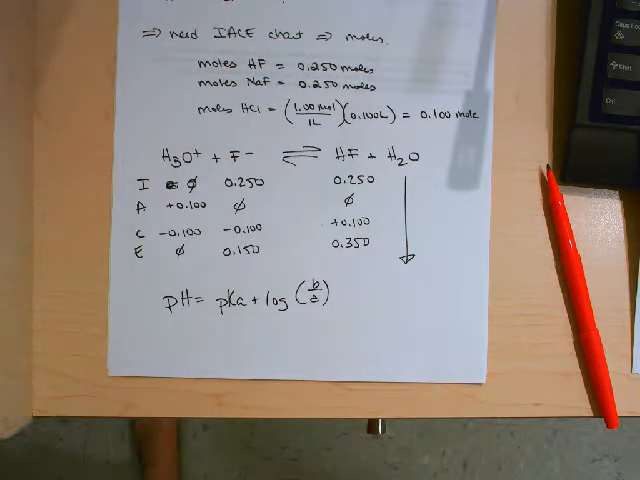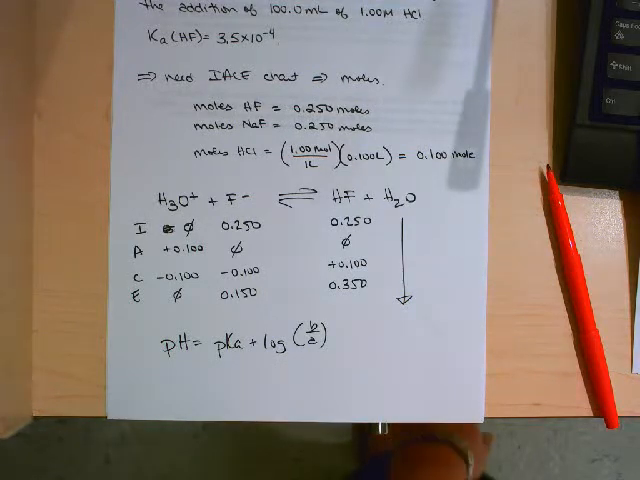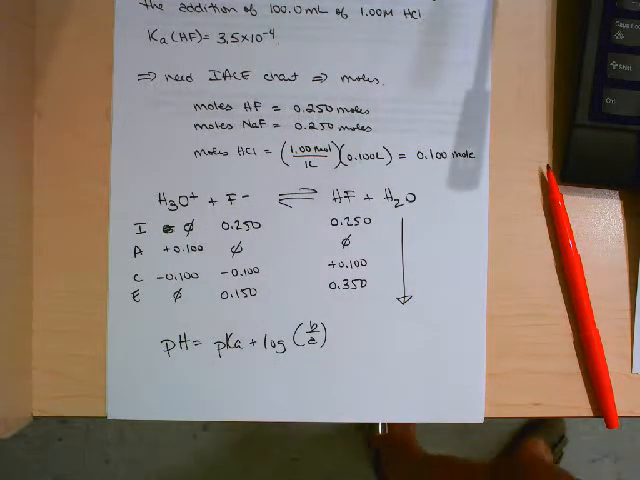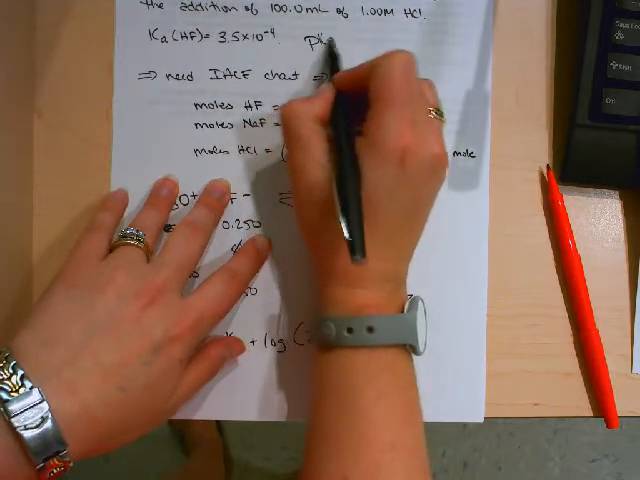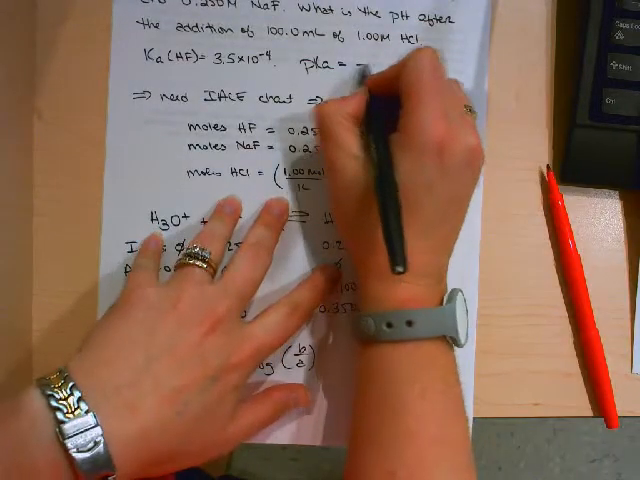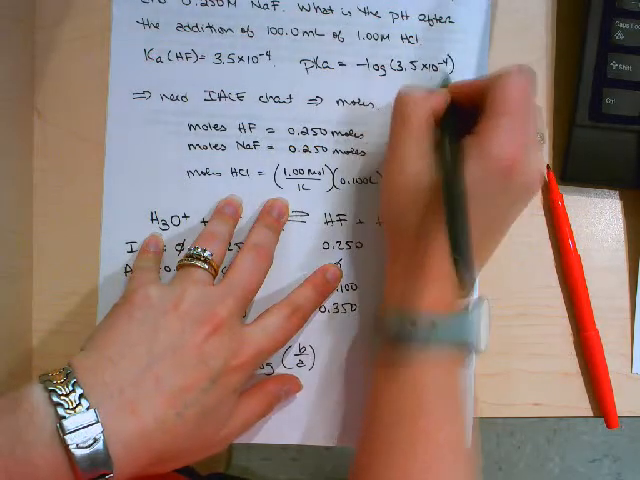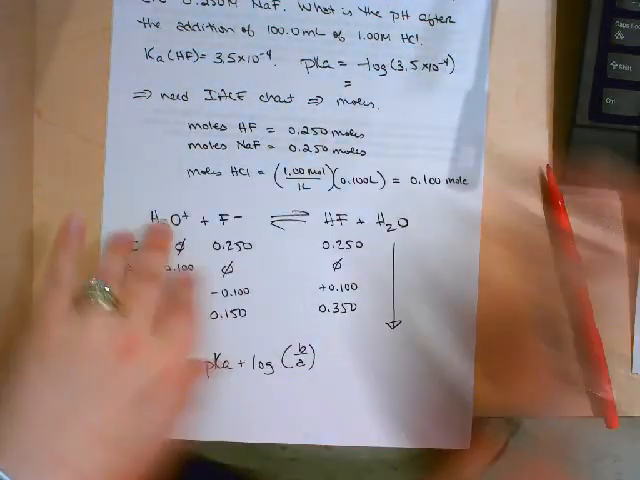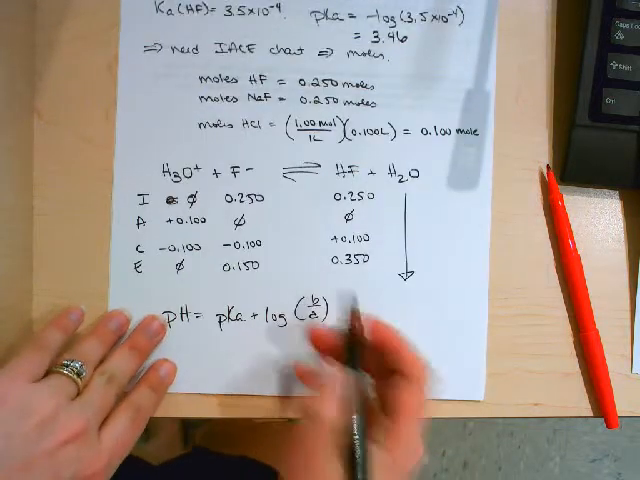What's the one thing that I need to calculate real quick in order to use my HH? Right, I gave you the Ka, but we need to find the pKa. How do I find the pKa from Ka? The negative log. 3.46. Now we can plug that in.